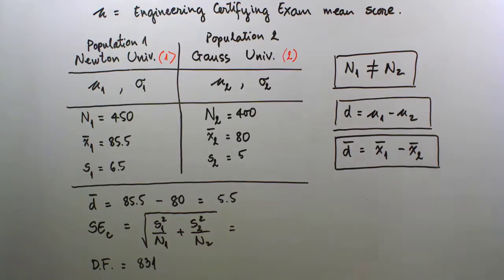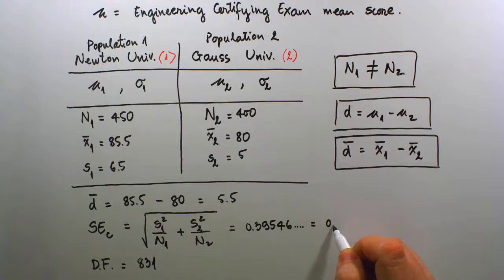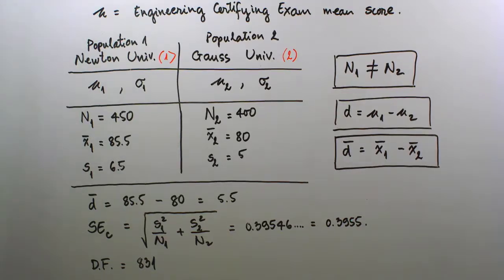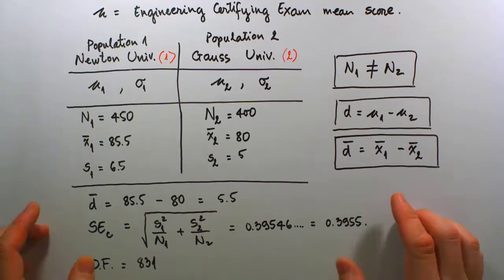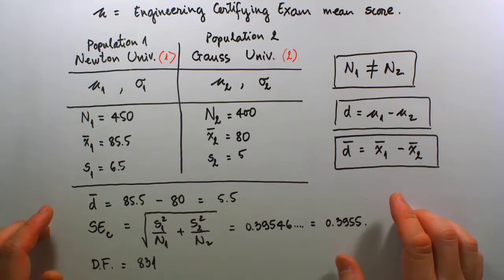And so the SEC, as calculated from the Microsoft Excel screen earlier, was 0.39546, and possibly a lot longer. But as I have mentioned before, unless specified otherwise, usually I round the SEC to 4 decimal places. So here we're going to use the SEC as 0.3955. So that's our value for SEC, and this is our degrees of freedom.